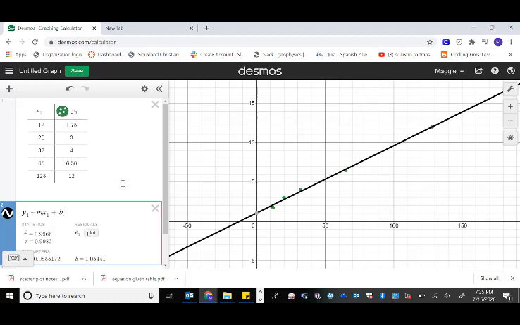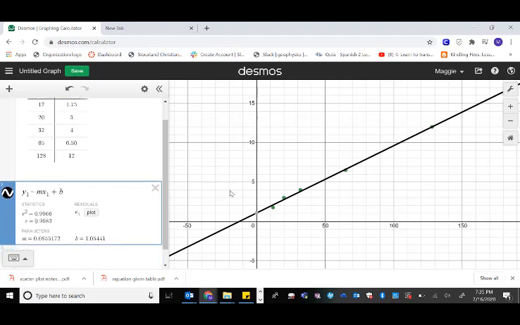And right there, I have my equation. Now I can tell from my best fit line and my points that I have positive, strong correlation. My correlation number is 0.99, so it's very good correlation. And right here, it gives me my slope, that m, and my y-intercept. So my slope is 0.09. My y-intercept is 1.05.